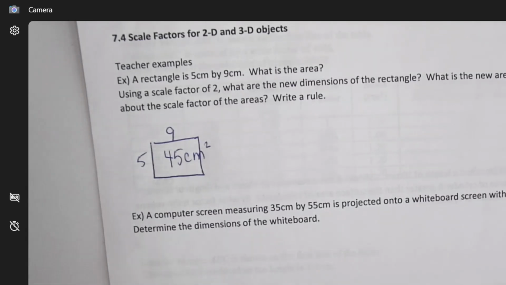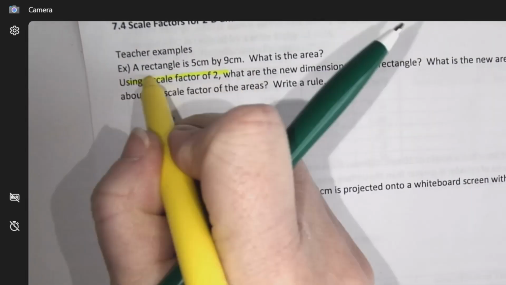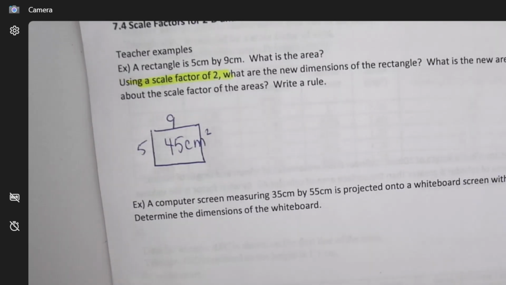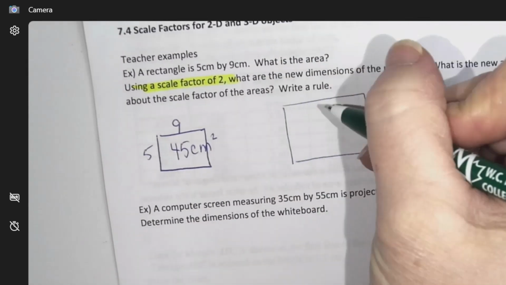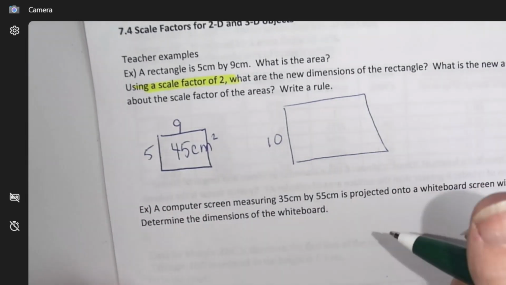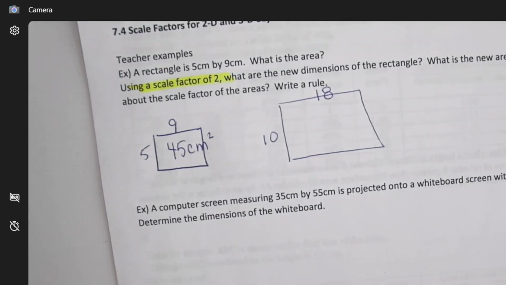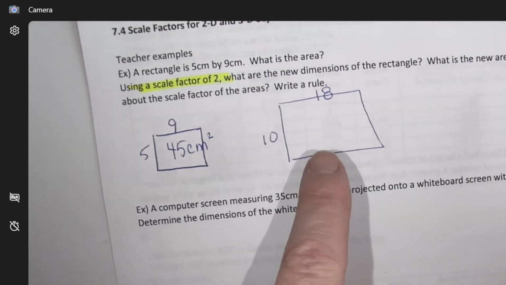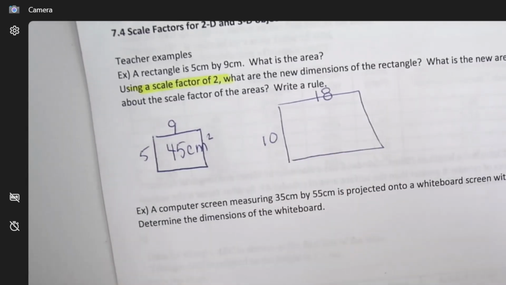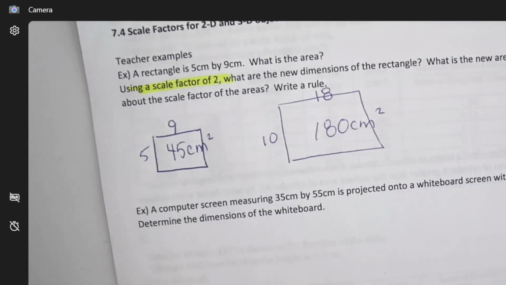Using a scale factor of 2, so what does that even mean? A scale factor of 2. It means I'm going to double the size of the rectangle. So I'm going to blow it up, and now this wall would be 10 centimeters, and then this would be 18. So there's the new dimensions. So what's the area of this rectangle? So what's 10 times 18? 180 centimeters squared.